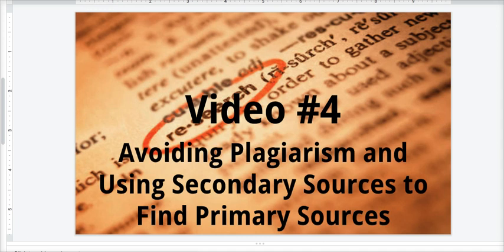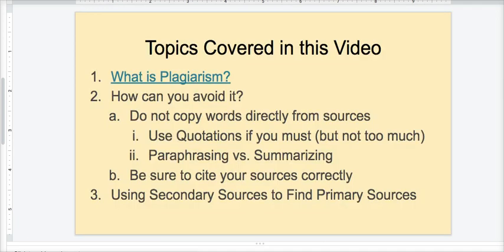So what are we going to talk about? The first thing we're going to talk about is what is plagiarism. We're going to talk a little bit about how you can avoid it. We're going to show you how you can use the information without copying the words directly from the sources. We'll talk a little bit about how to use quotations if you must, and we'll also talk about paraphrasing and summarizing. We'll also talk a little bit, but not in great detail, about citing your sources correctly. And then the last part we'll talk about will be using your secondary sources, of which many of you have lots, to find good primary sources for your topic if you're still struggling to do so.